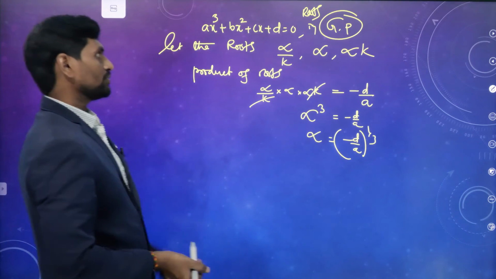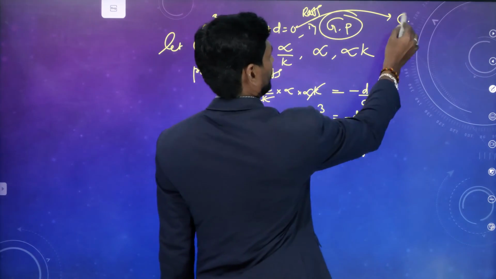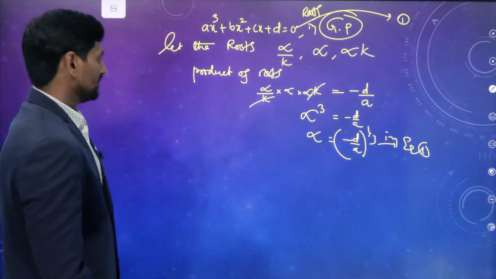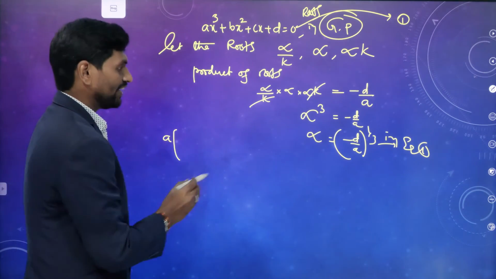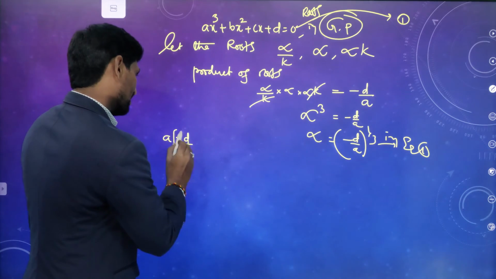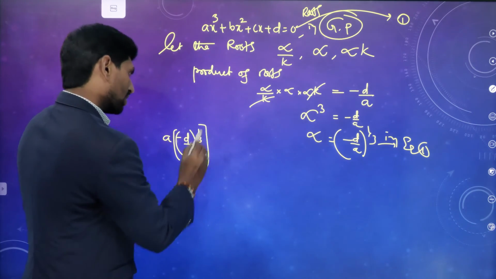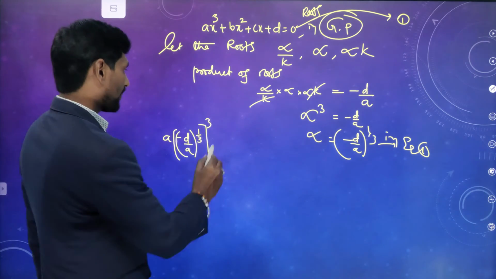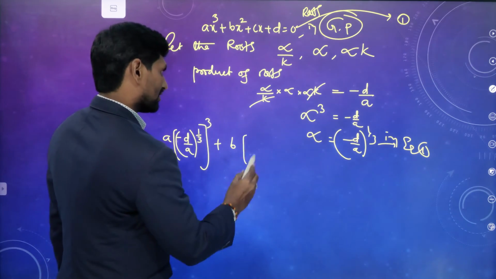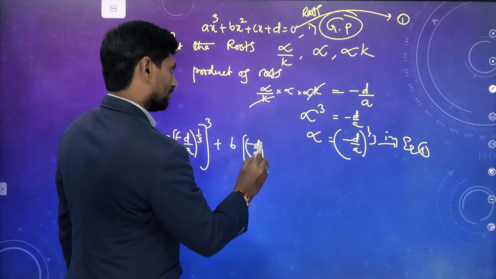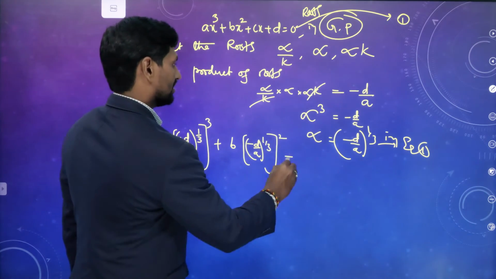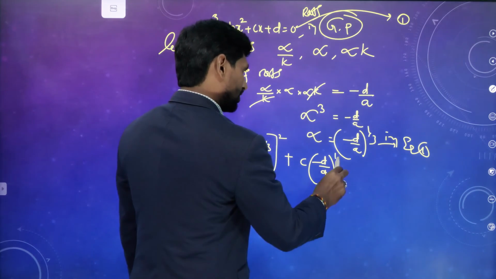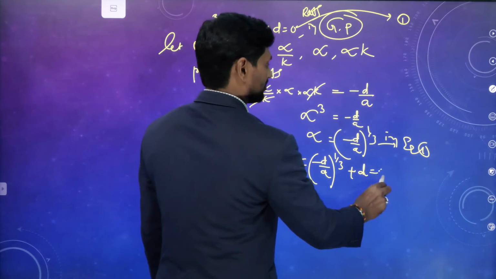Now the alpha value is again substituted in equation 1. So let us write a into, in the place of x, minus d by a to the power 1 by 3 whole cube, plus b into the x value minus d by a to the power 1 by 3 whole square, plus c into the x value minus d by a whole to the power of 1 by 3, plus d equals 0. Let us simplify this.